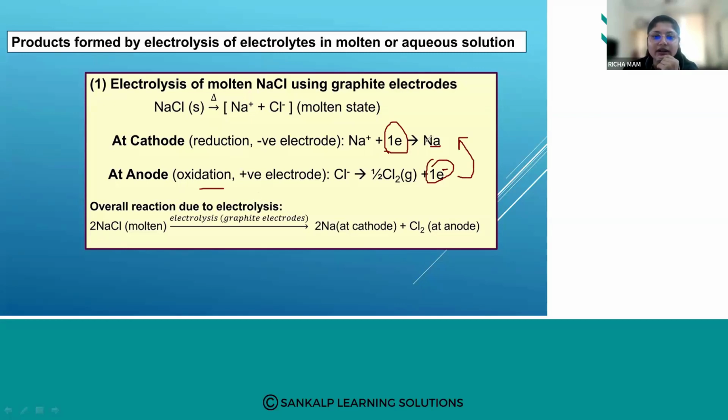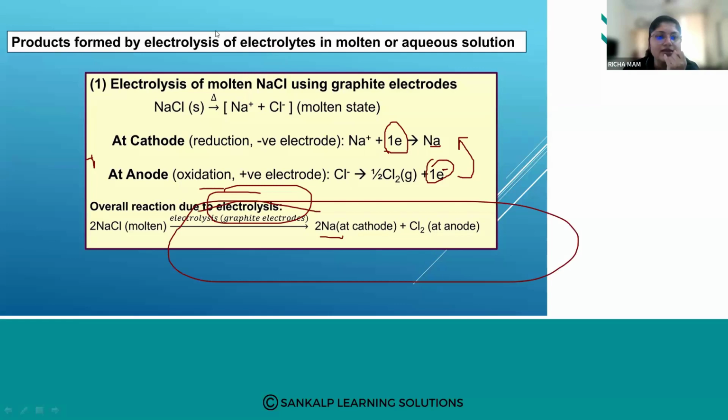So what is the overall reaction? You have to add up the cathode and anode reactions, and you get the overall cell reaction occurring by electrolysis. So 2 NaCl gives you 2 Na plus Cl2. So this is the reaction.